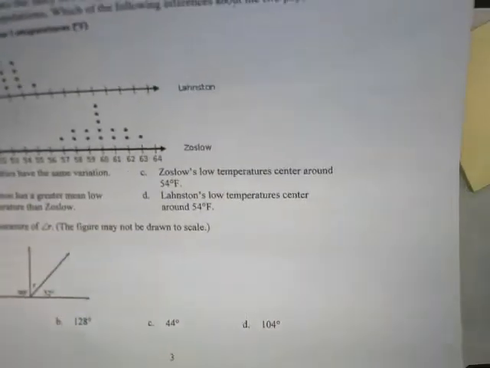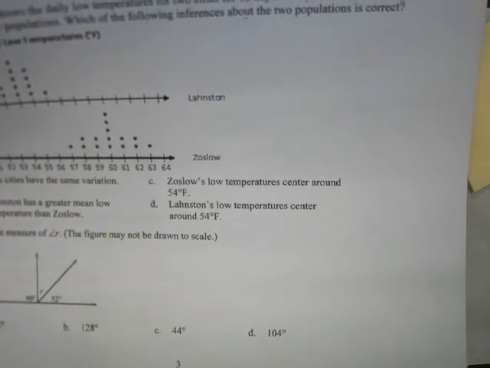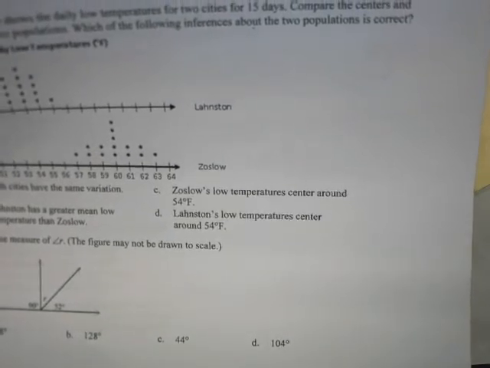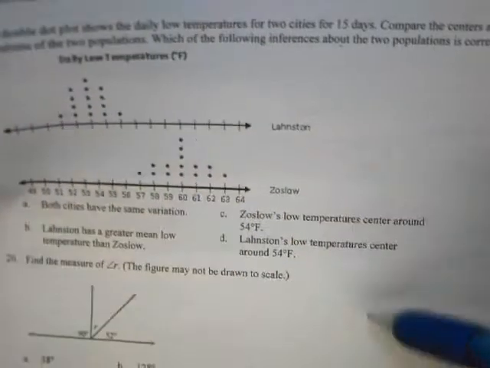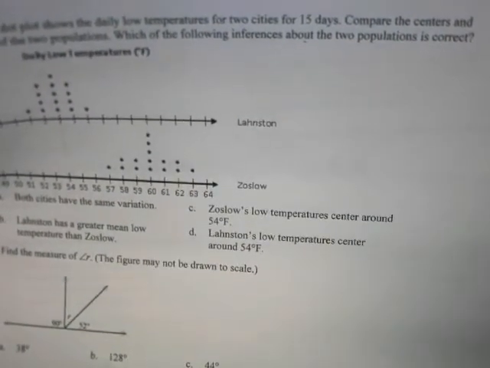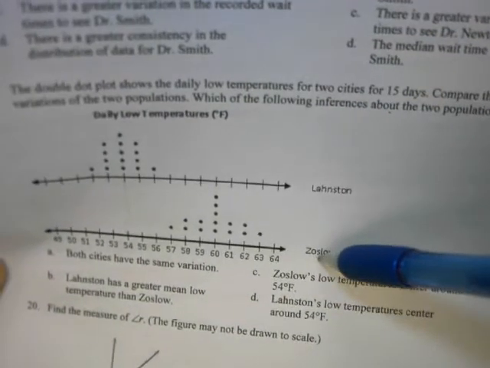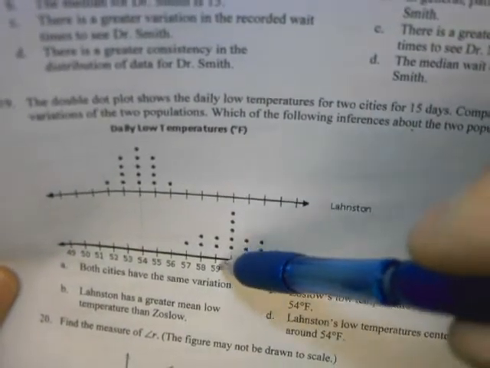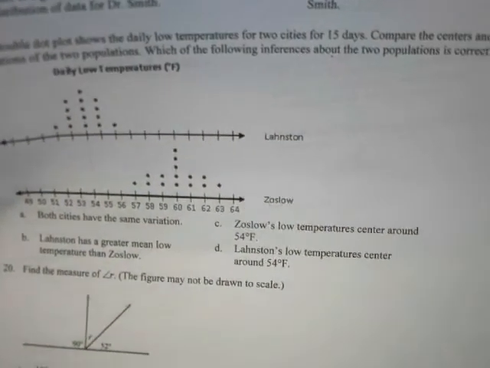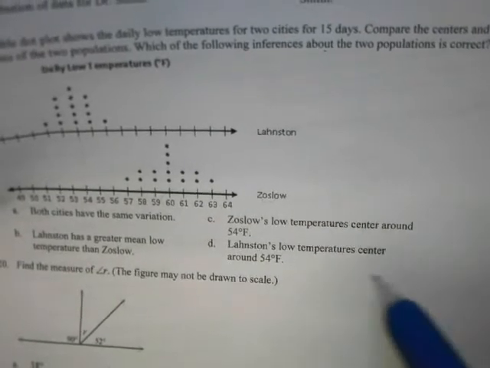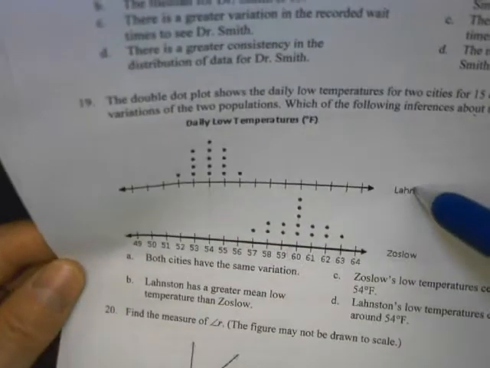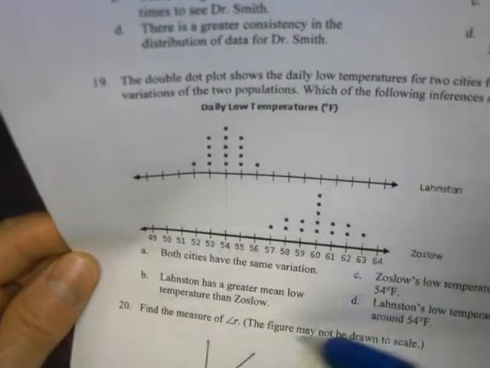Okay? So C, Zaslow's low temperatures center around, so now don't get confused with the word low again. They're not talking about the last one over here and here. Okay? Again, because these are low temperatures. So let's read it without saying the word low. Zaslow's temperatures center around 54. So here's Zaslow. Go to the center. Is that around 54? Nope, that's at 60. So hopefully it's D, or I missed one. Let's try D. Lanston's low temperature, let's just say Lanston's temperature center around 54. So here's Lanston. Go in the center. I go down. It hits 54. D is true. That's our answer.